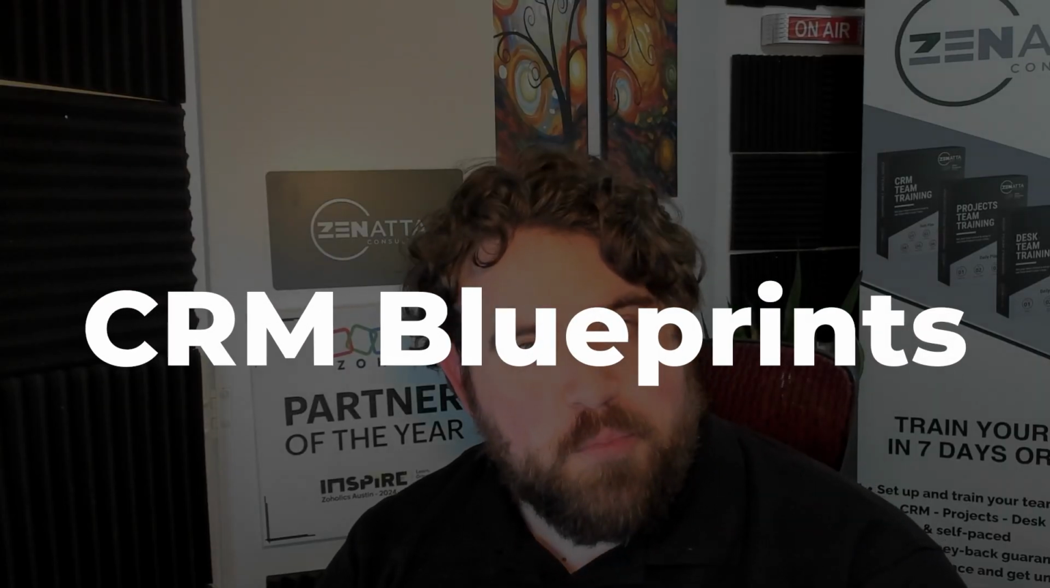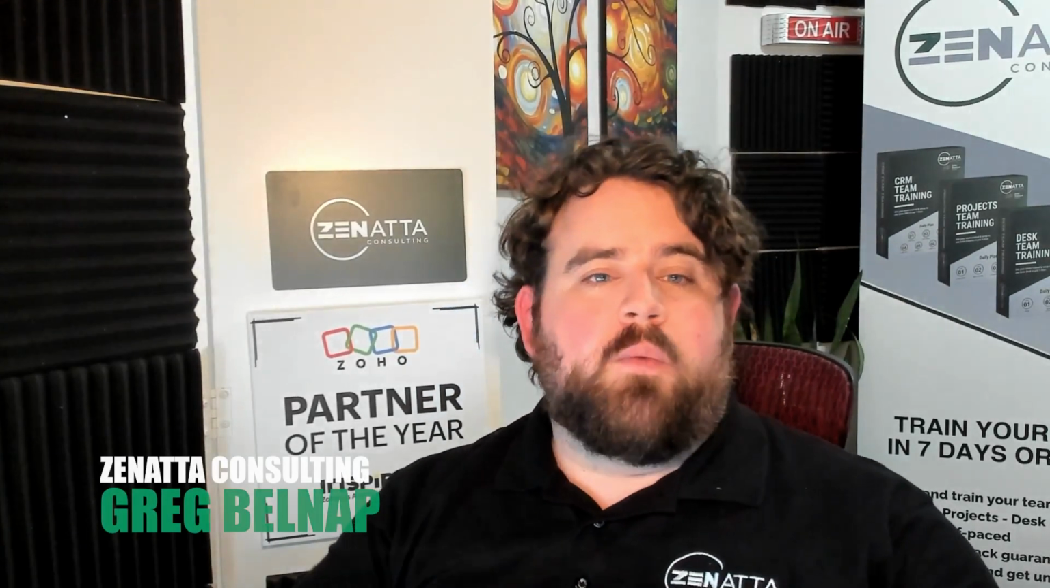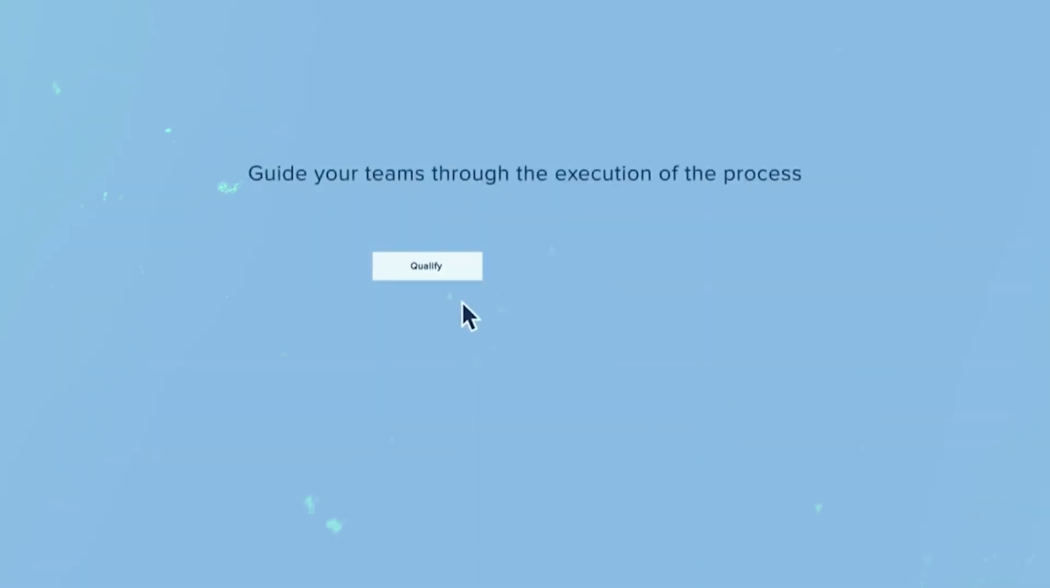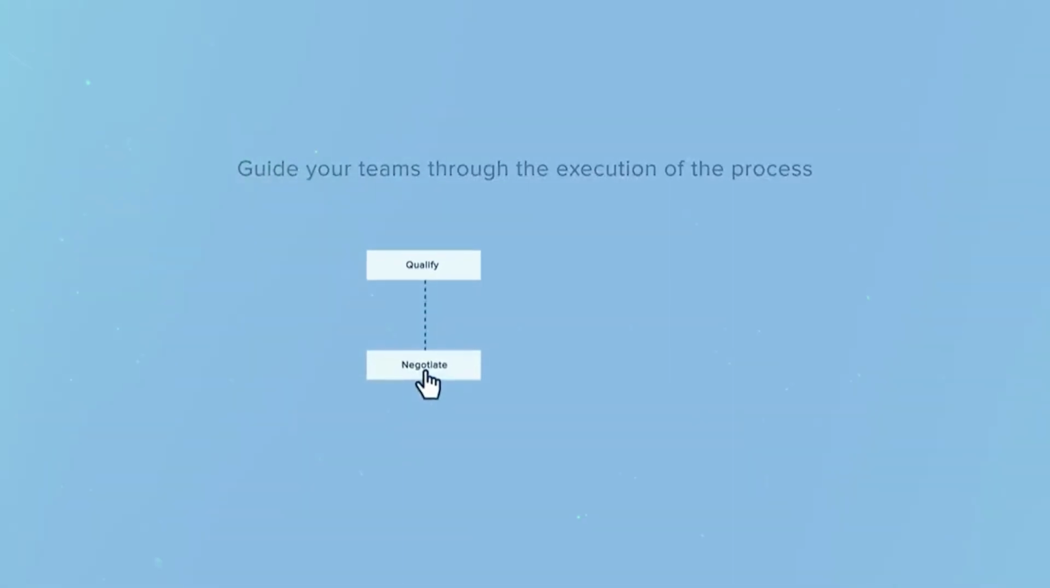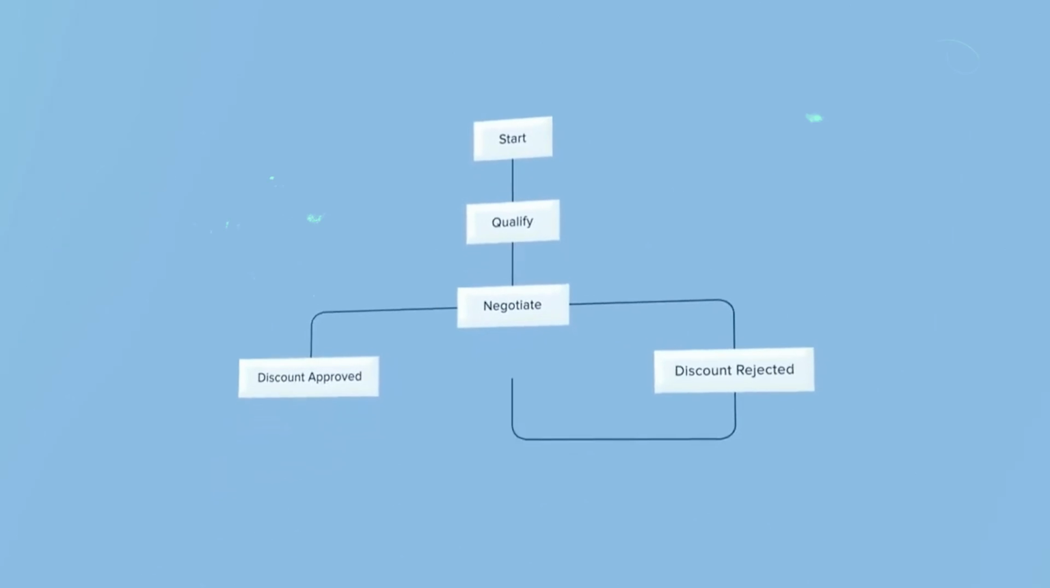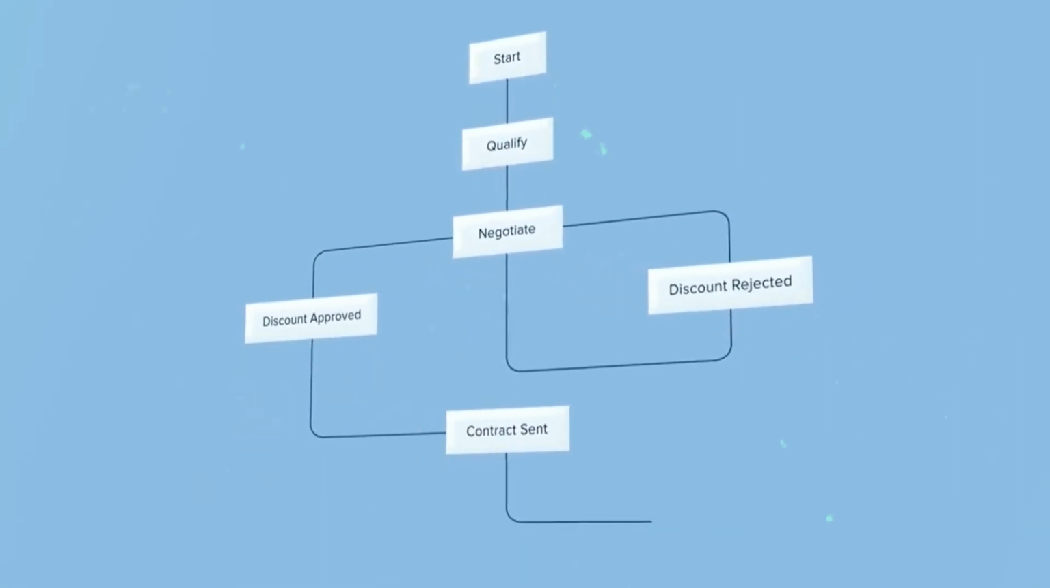Today, we're going to be talking about CRM blueprints, what they're used for, how to set them up, and some best practices. So a blueprint is a way for you to control the processes that your employees inside of the CRM are able to do and follow for a given module, following a specific outlined process or flow that you want them to follow.